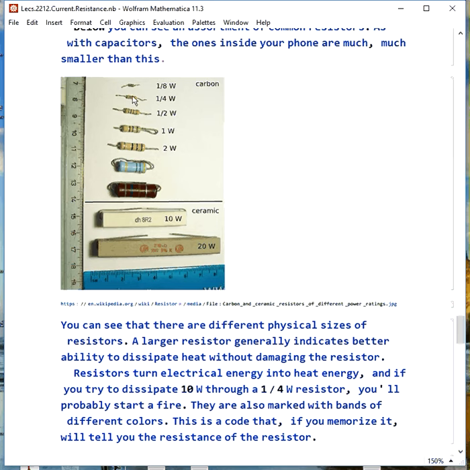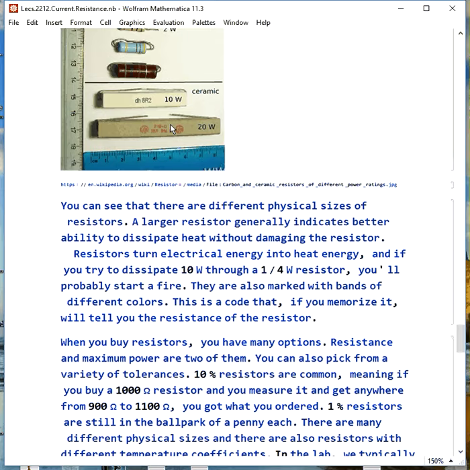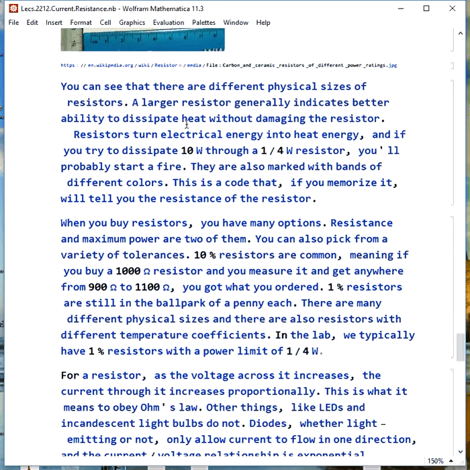Notice that they also have different colored bands on them. This is a code, and you can either memorize it or look it up, and it'll tell you what the resistance of each of these is. You can also just look with a multimeter, and that's kind of the lazy way, but it certainly works.